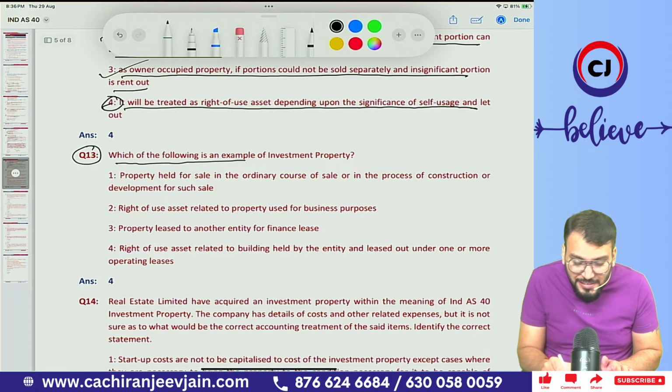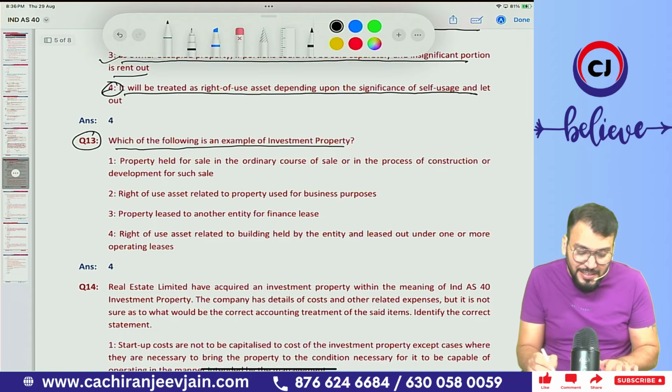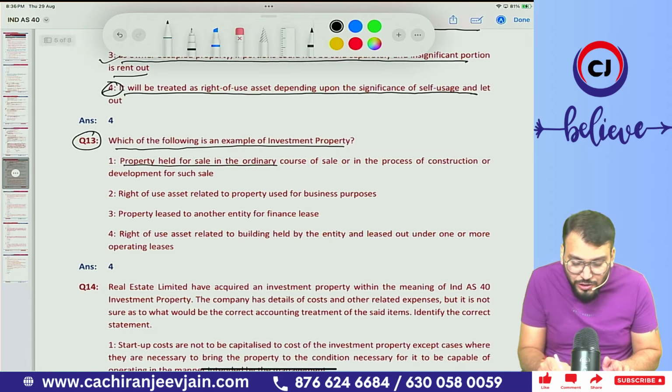Come to question 13. Which of the following is an example of investment property? Let us see. Property held for sale in the ordinary course of business, or in the process of.